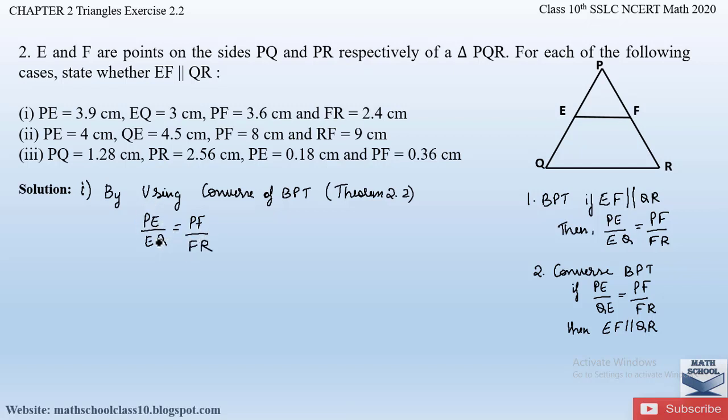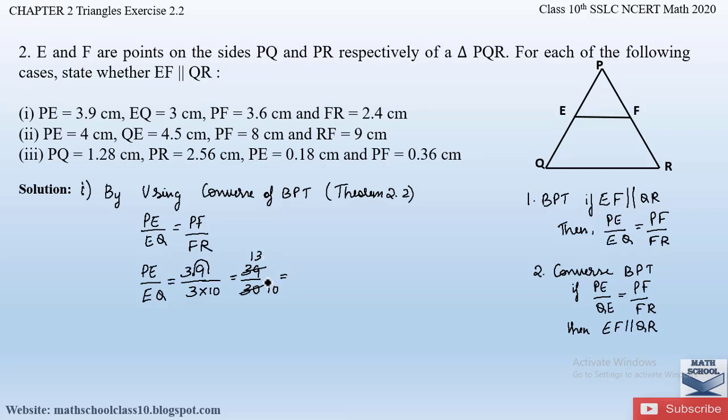So let us divide PE by EQ and find out the value. PE divided by EQ is equal to, what is the PE value? 3.9, and EQ is 3. Let us remove the point in the numerator. If you remove the point in the numerator, then we have to multiply by 10 in the denominator. So this will be 39 divided by 30. So let us divide by 3. 3 1s are 3, 3 3s are 9, then 3 1s are 3, 0. So we got 13 divided by 10.